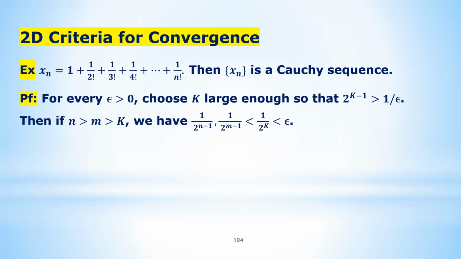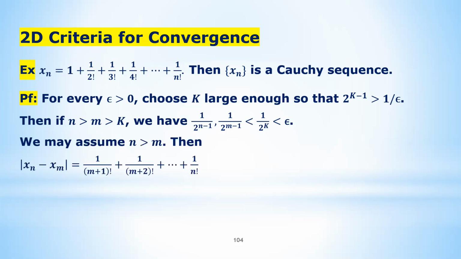Now you look at using the Cauchy criteria, okay? You can estimate the difference, xn minus xm. And what we want is to show that this is less than something, right? Less than epsilon. That will be sufficient. Now it comes to a number of terms on the right side, starting from 1 over (n plus 1) factorial, all the way to 1 over m factorial.